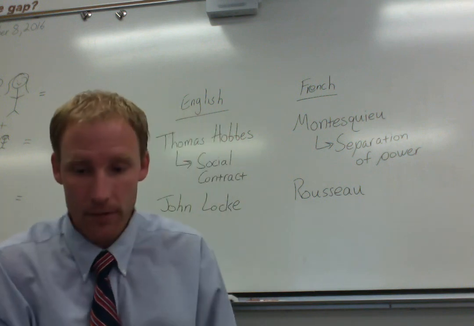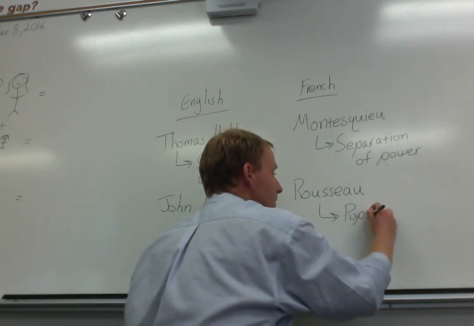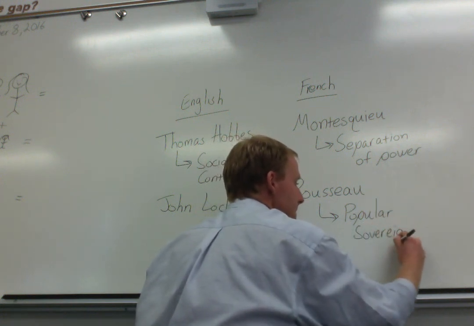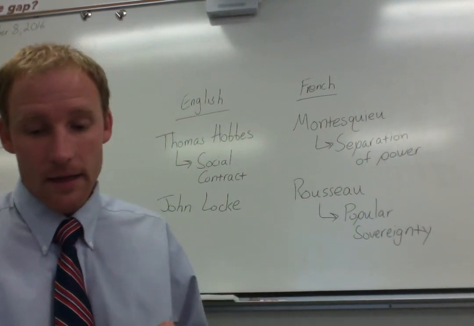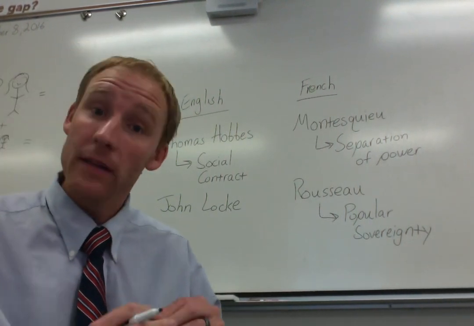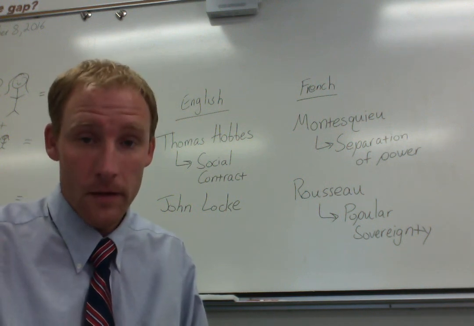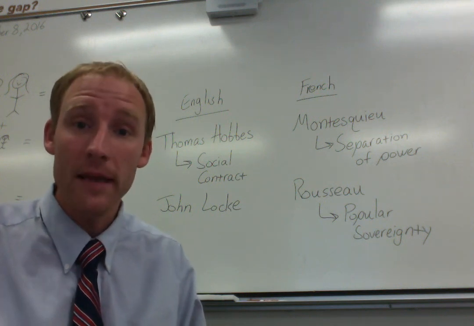The second French thinker is a guy by the name of Rousseau. Jean-Jacques Rousseau developed the idea of popular sovereignty. And popular sovereignty is simply the idea that government, to be legitimate, needs to be based on the will of the people. Okay? For government to be legitimate, it needs to be based on the will of the people.